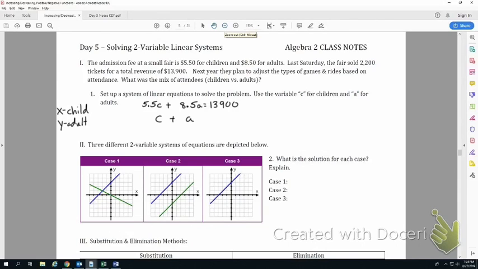C plus A equals 2,200. All right, you add up all the children, you add up all the adults. It told us right there that the fair sold 2,200 tickets. Okay, they don't sell tickets to dogs or cats or mice or anything like that. It's children and adults. And there are 2,200 sold. So it's some combination of children and adult tickets.